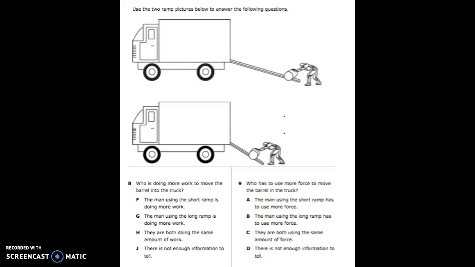Number 9. Who has to use more force to move the barrel in the truck? A. The man using the short ramp has to use more force. B. The man using the long ramp has to use more force. C. They're both using the same amount of force. And D. There's not enough information to tell.